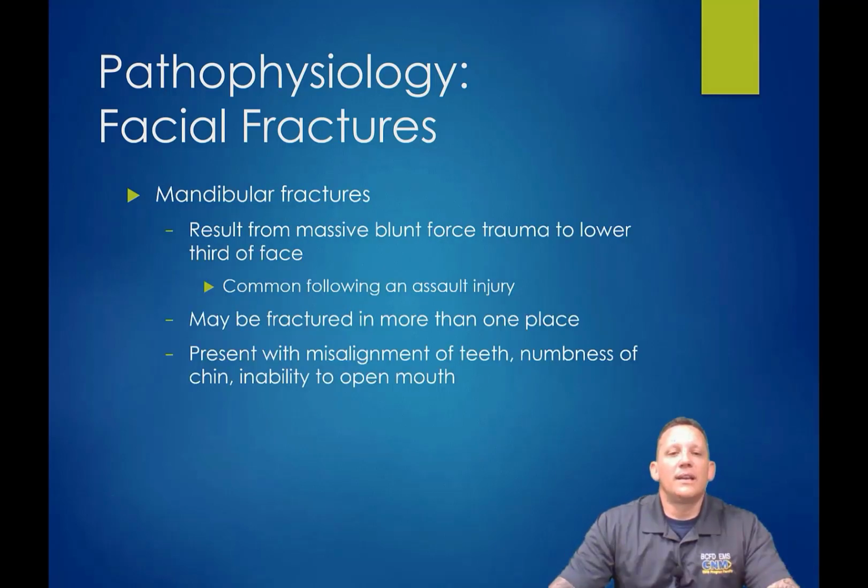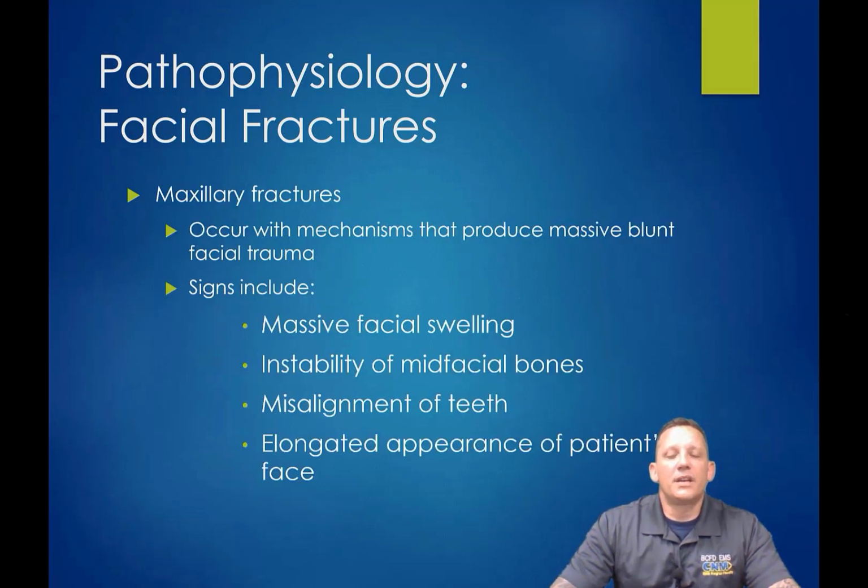Anybody with a mandibular fracture had some kind of resultant blunt force trauma to the lower third of the face. This is usually some kind of assault. It may be a car crash where somebody connects with the steering wheel, and the jaw may be actually fractured in more than one place. This usually shows up with a misalignment of teeth, numbness in the chin, and the inability to open the mouth. And the numbness of the chin is because of the actual nerve that runs through the lower jaw. This is the same nerve that if you go in to have, say, dental work done, that they're injecting lidocaine into.